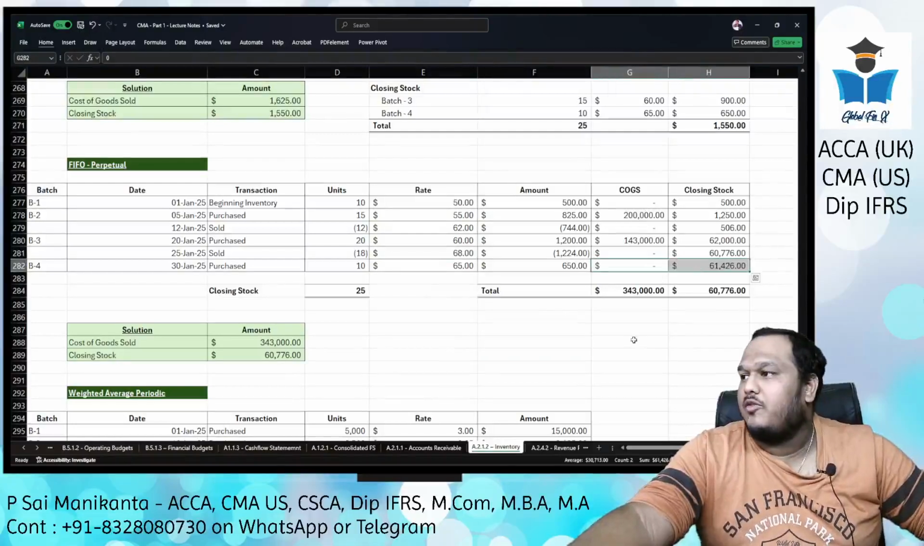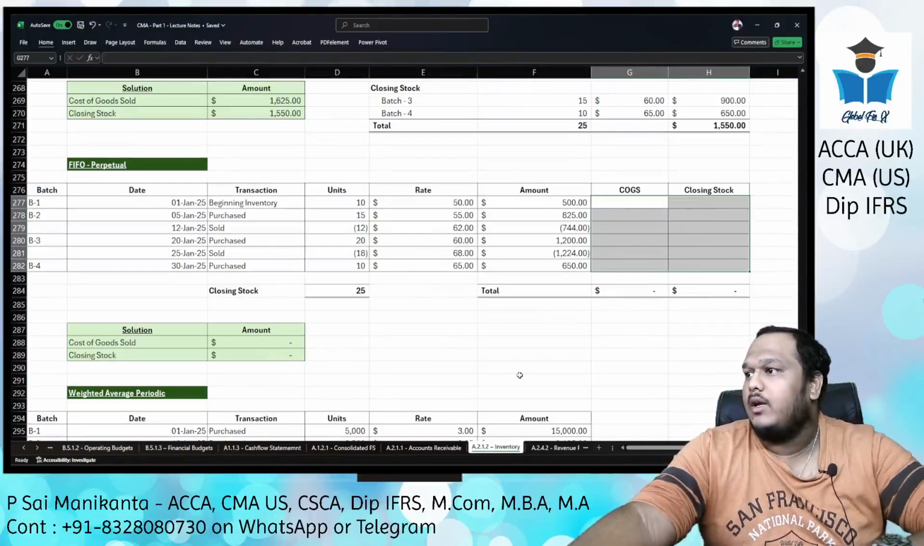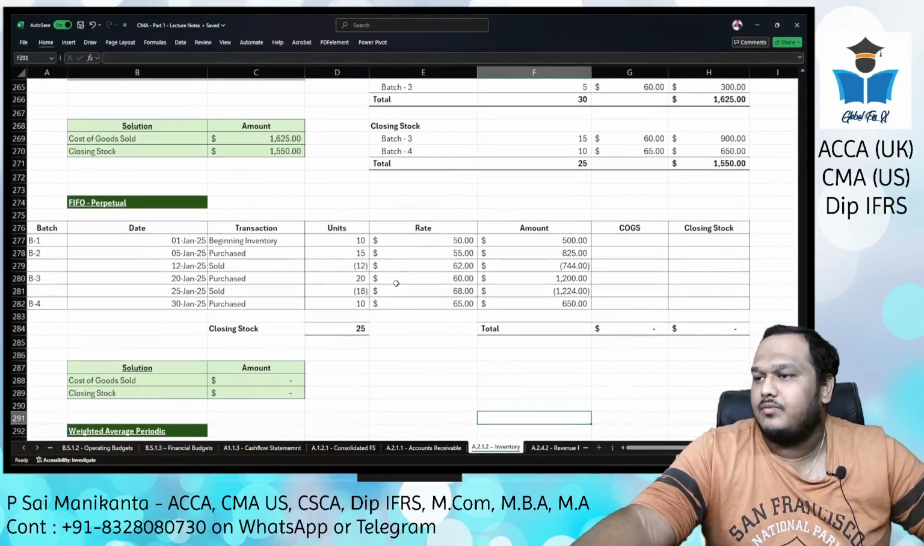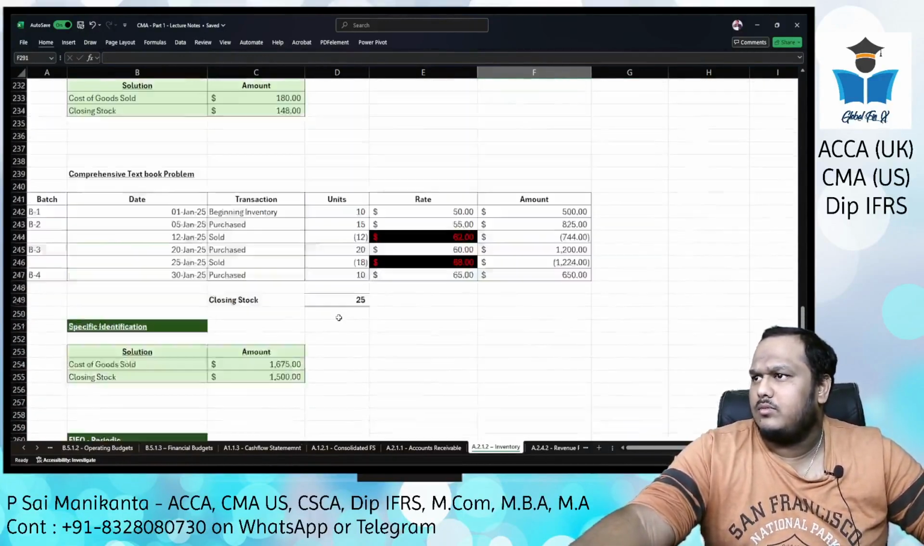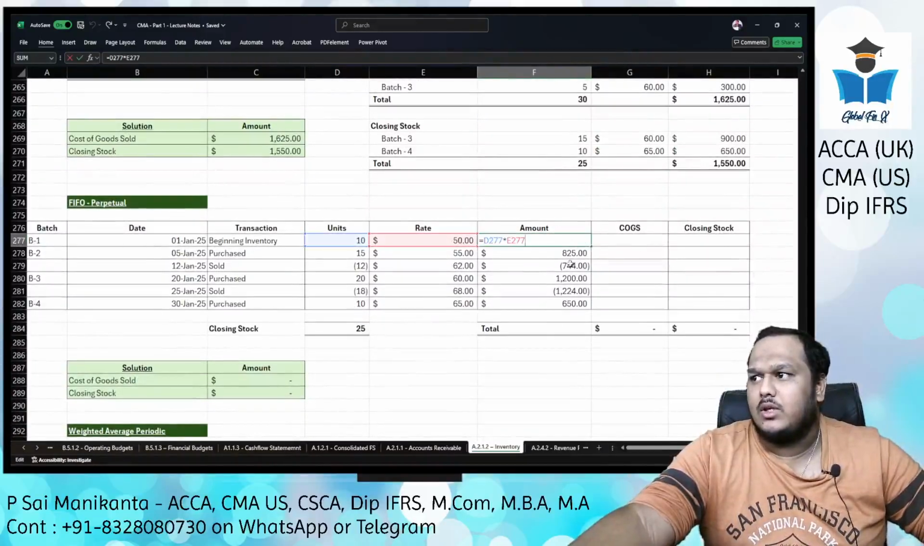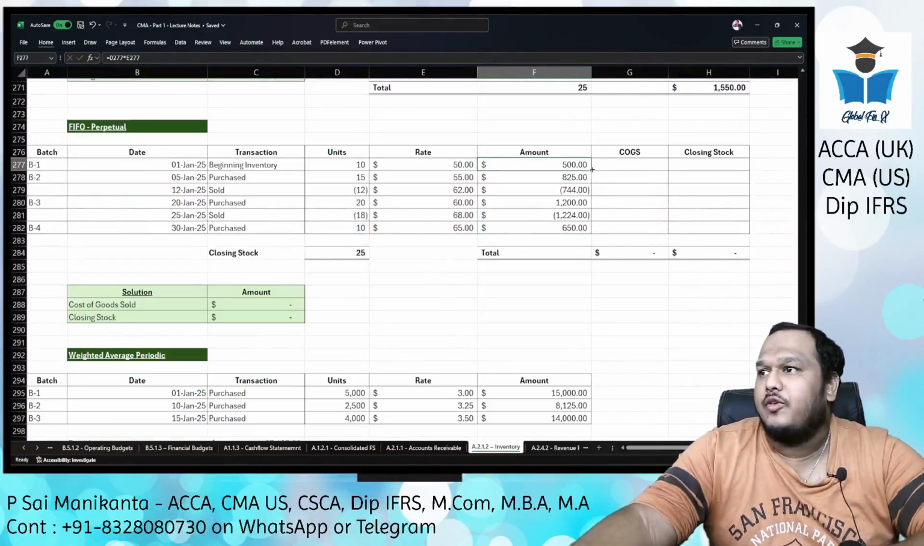I should have used formulae, but still that's okay. All right, so yeah, everything is from there, so that works. All right, so let's do FIFO perpetual.